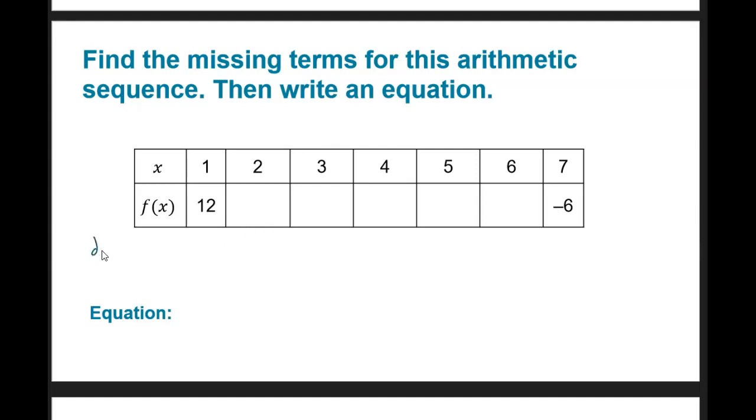So, once again, we have our difference over number of steps. Our difference is going to be this one minus this one, so negative 6 minus 12. And our number of steps is going to be 7 minus 1. Now, what if you get this order wrong? What if you did 12 minus negative 6 instead? What would happen?